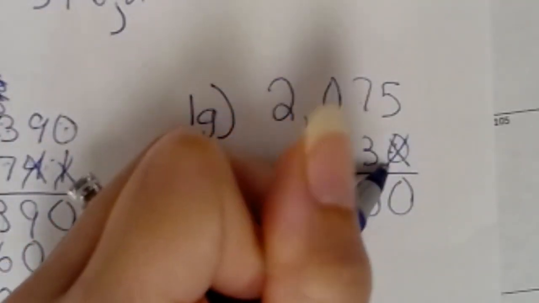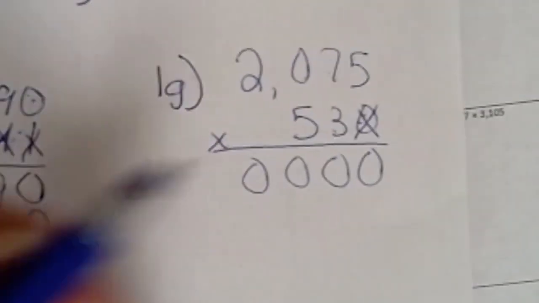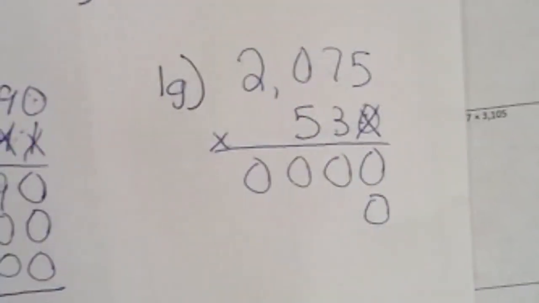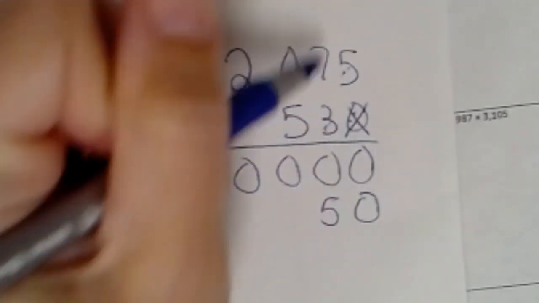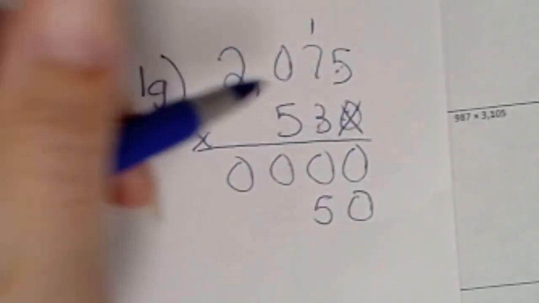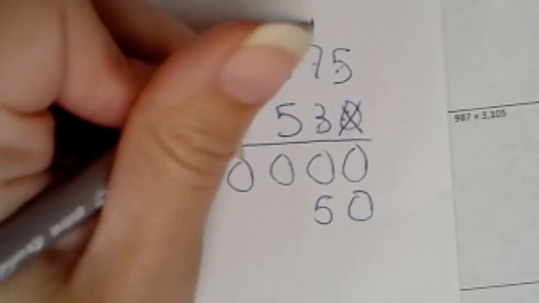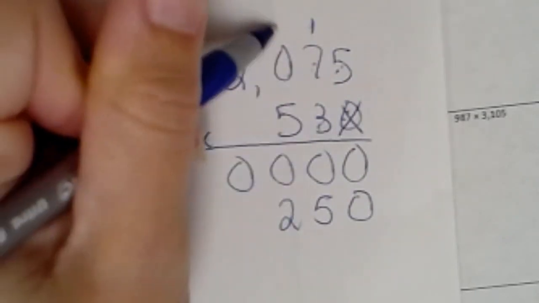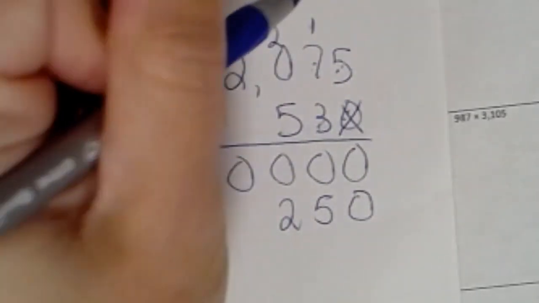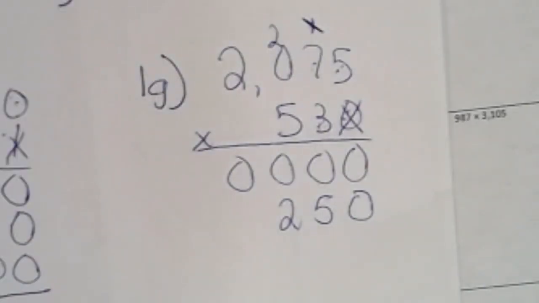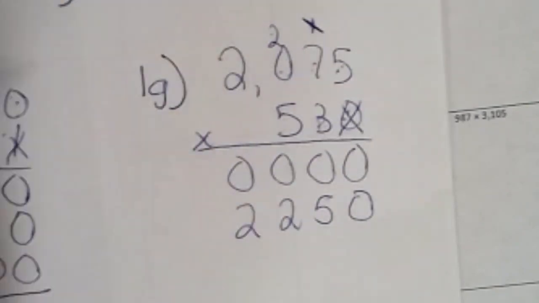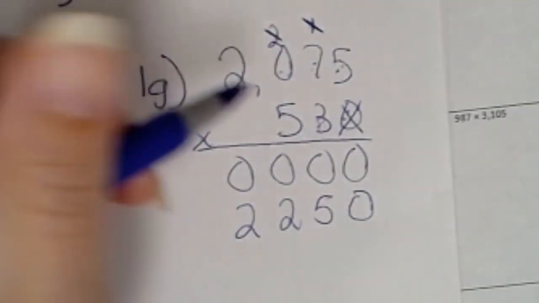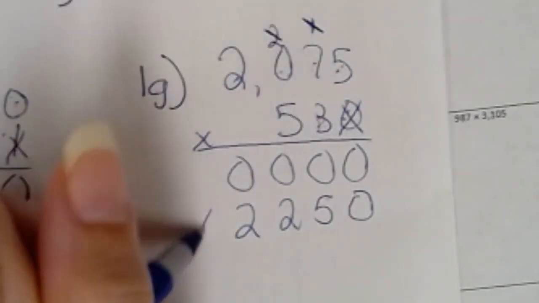We're going to cross that off because we've done our ones place, and we're going to move to our tens digit. We're going to put a 0 as our placeholder. 3 times 5 is 15. Put down a 5, carry your 1. 3 times 7 is 21, plus 1 more is 22. We added that in, make sure we cross it off. 3 times 0 is 0, plus 2 more is 2. Cross that off. 3 times 2 is 6. We've done our tens digit.